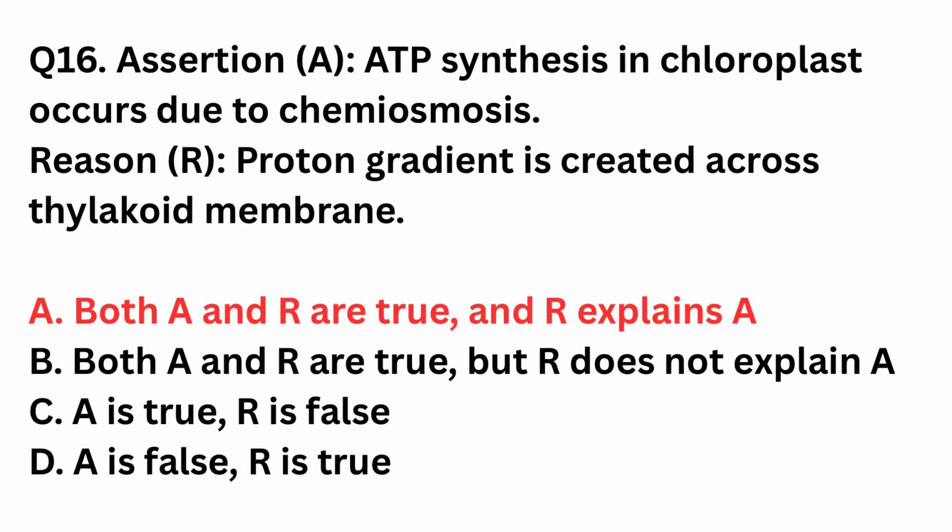Both assertion and reason are true and reason explains assertion. Light reactions generate a proton gradient across thylakoid membrane. ATP synthase uses this gradient to produce ATP via chemiosmosis.